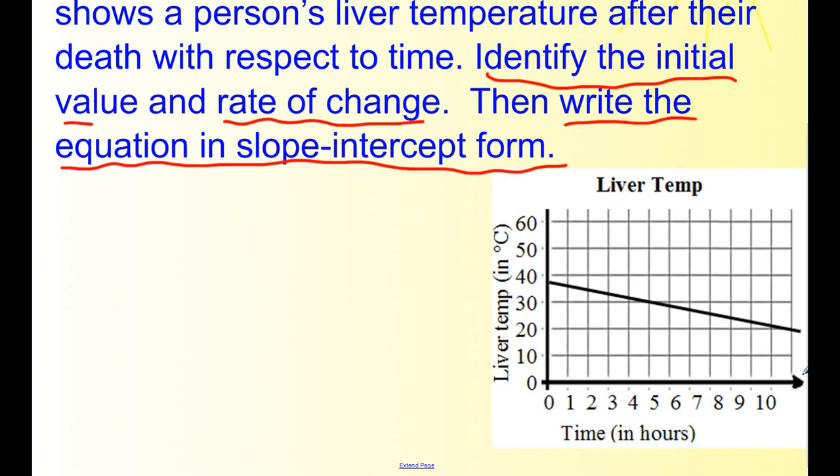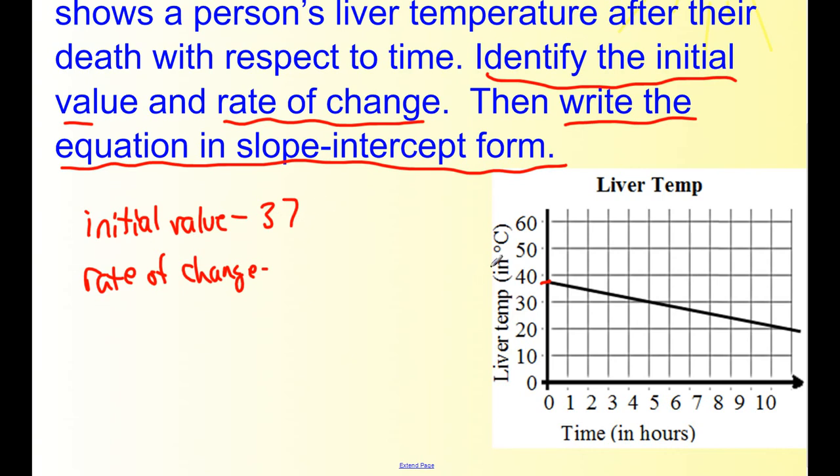Okay, so let's see here. We're going to need to find our initial value, and we need to find our rate of change. Initial value is the y-intercept, so that is here. It's not 40, it's not 35, maybe call it 37 degrees Celsius.